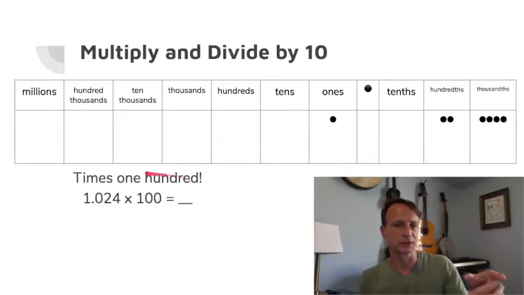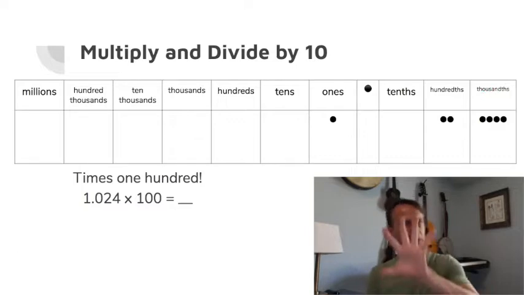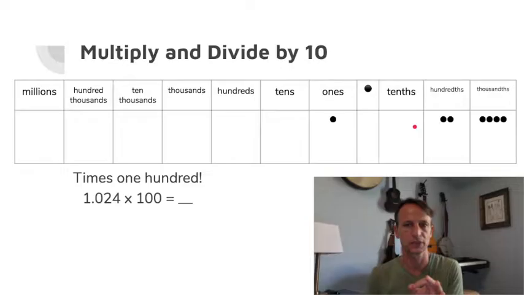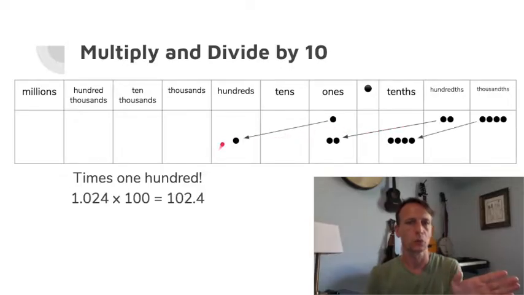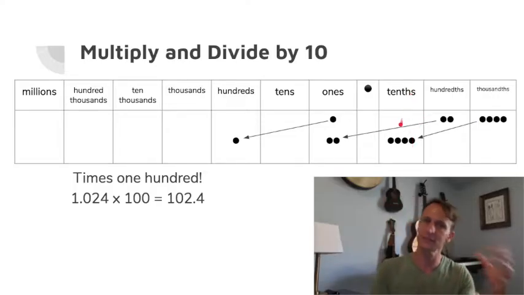Let's read this number first. Here, we can read up here on the place value chart. 1 and 24 thousandths times 100. Everything's going to hop up 2 places. Can you picture that? 102 and 4 tenths. It's times 10 times 10. Great.